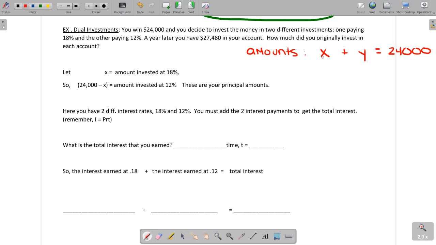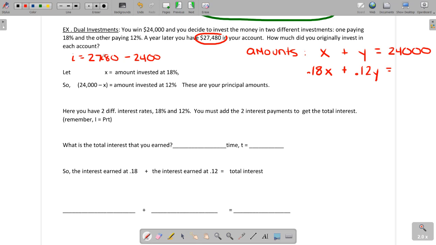And let's say the amount that we invested for X was at the 18%. So that's going to be 0.18X, so 18% as a decimal. And then the other amount we invested at the 12%. So that's going to be 0.12Y. And we had a year later $27,480. So the interest is what we earned. So the interest is, let's see, $27,480 minus $24,000.